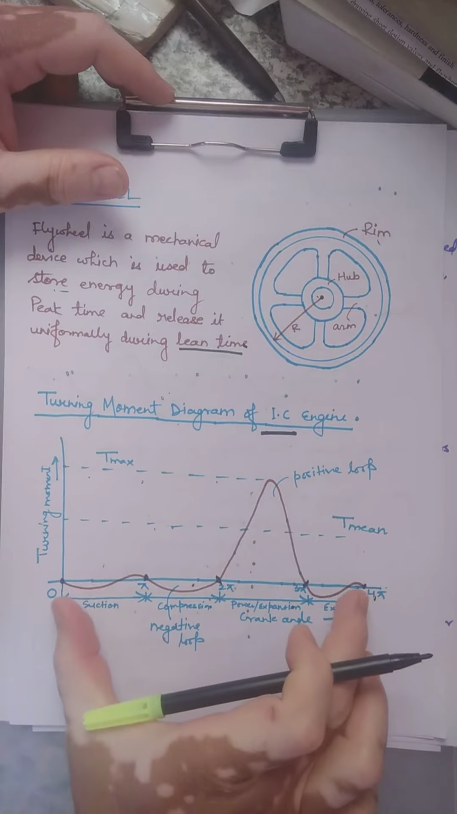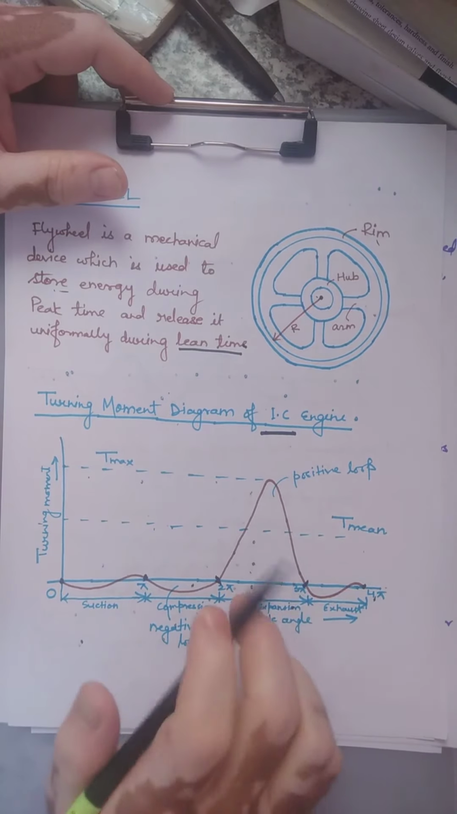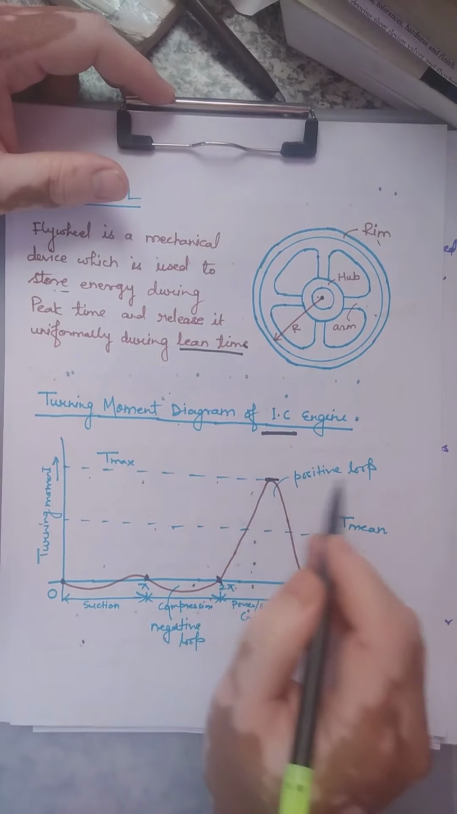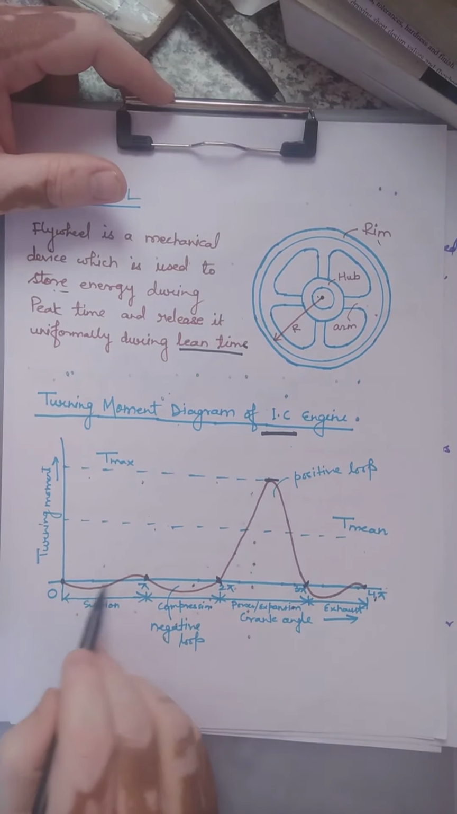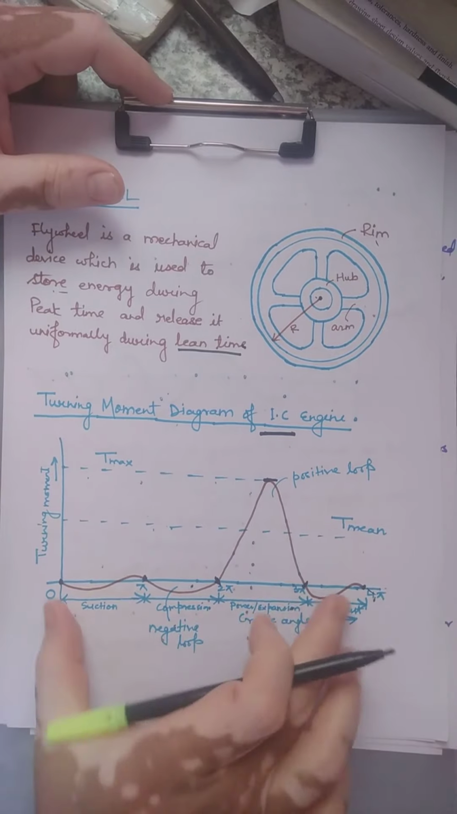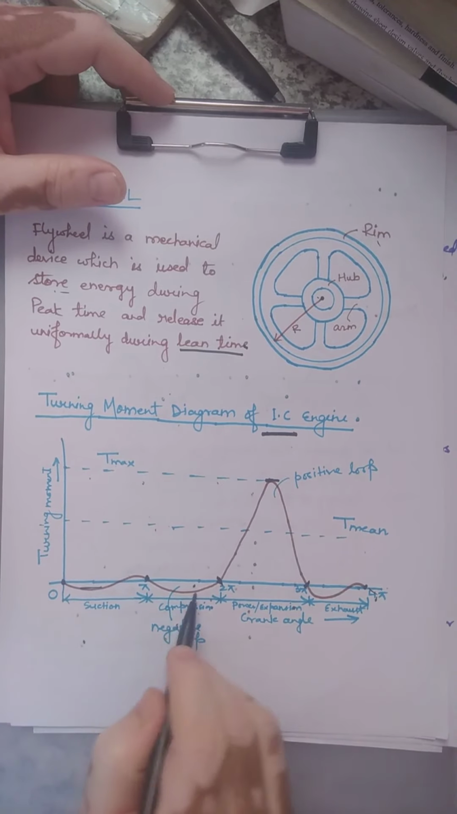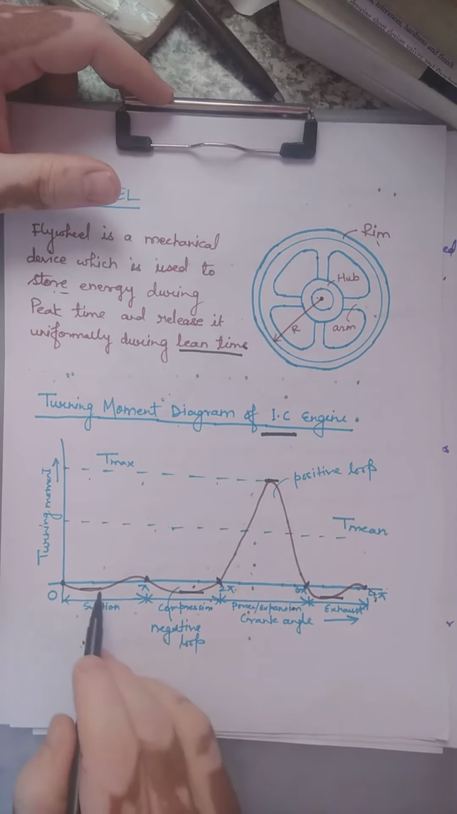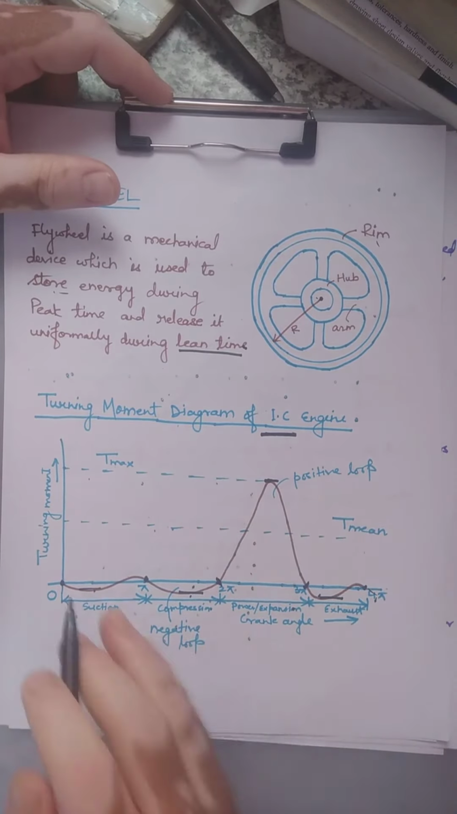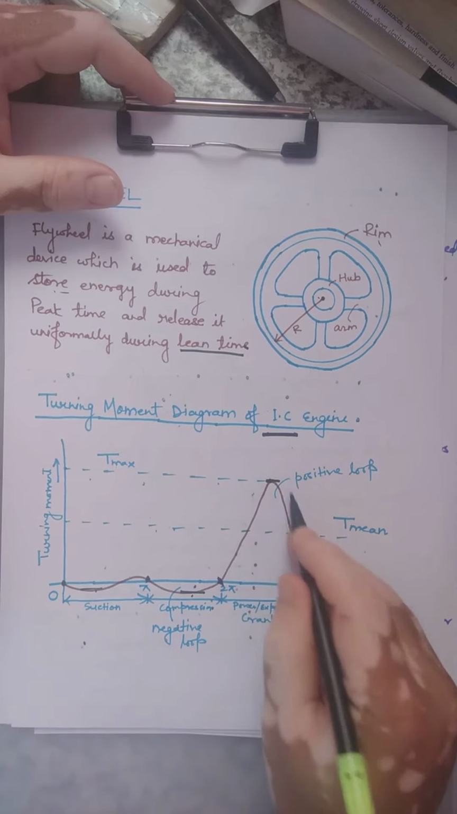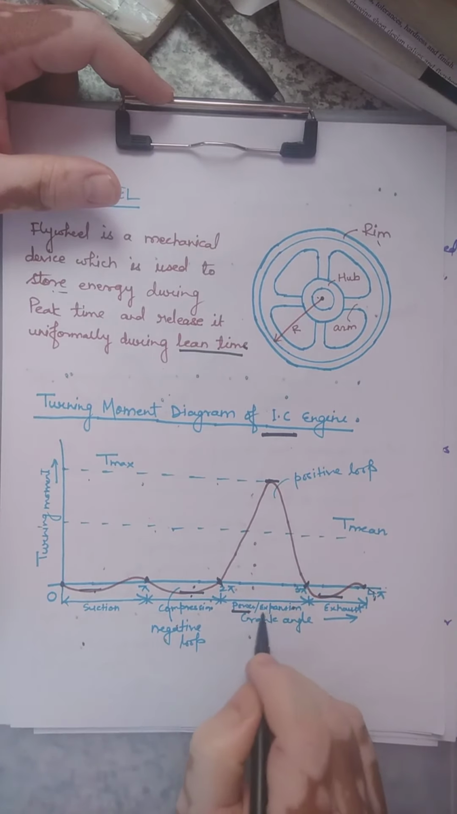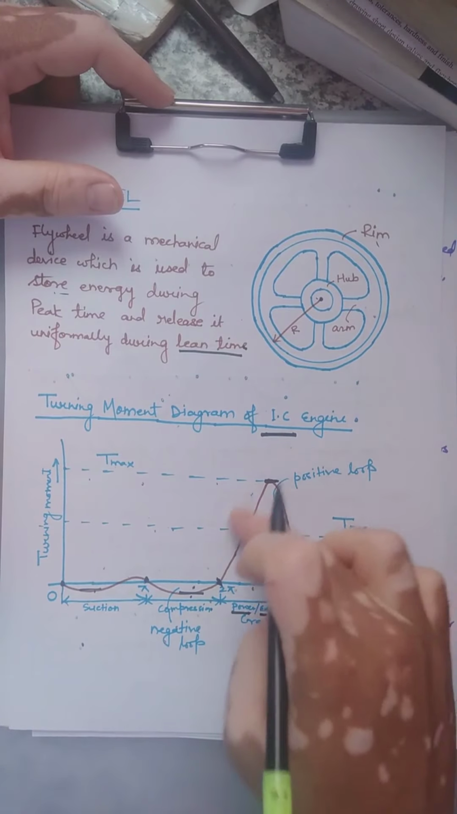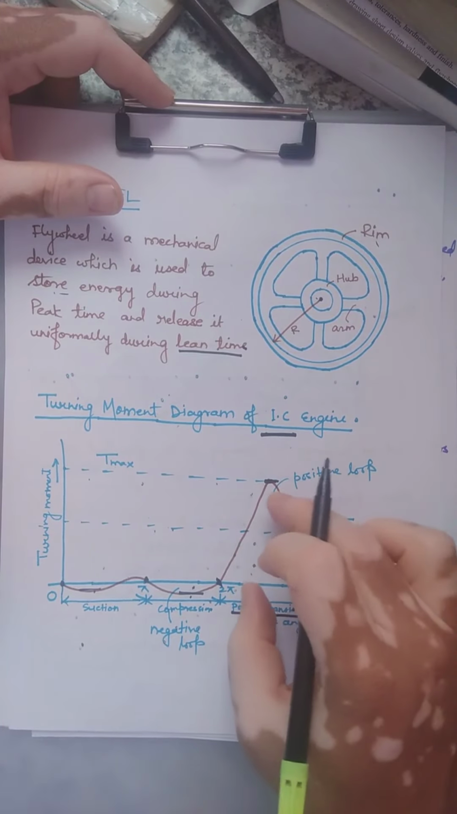Now while distributing this power uniformly, here is the maximum torque we are getting in the power stroke only, and in the other strokes these are negative power. Here negative power. That means it consumes power. In these strokes it consumes power, and only in this stroke, that is the power stroke or the expansion stroke, we will get maximum power. This is the power area.